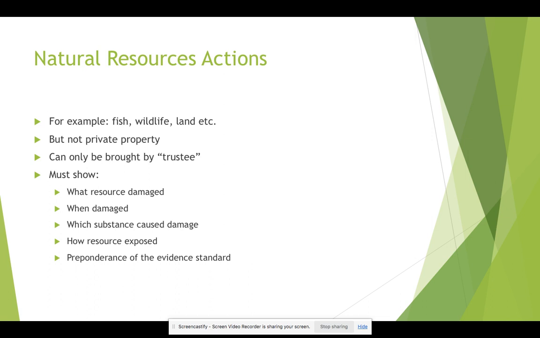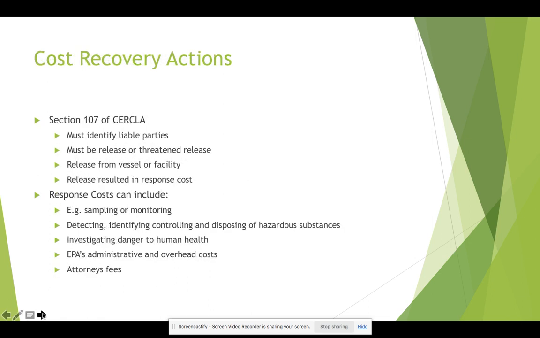So for that action under CERCLA, they have to show what of these resources was damaged, when it occurred, what toxic substance caused the damage, how this resource was exposed. Was it air? Was it leakage or whatever? And the standard, it's not strict liability. It's the preponderance of the evidence standard. So that means more likely than not, they get the scales. If the scales go one way rather than the other, that's your standard to prove liability under CERCLA for a natural resource.